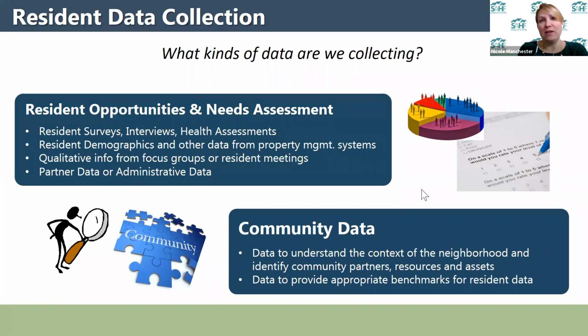And so another bucket of data that we think about is community-wide data, which is helpful to understand the context of the neighborhood in which your properties are located, identifying partners and resources, and then also data that can give a good benchmark for your resident data to put it into context and understand how your residents fare against, or look like compared to, the broader community. Next slide.